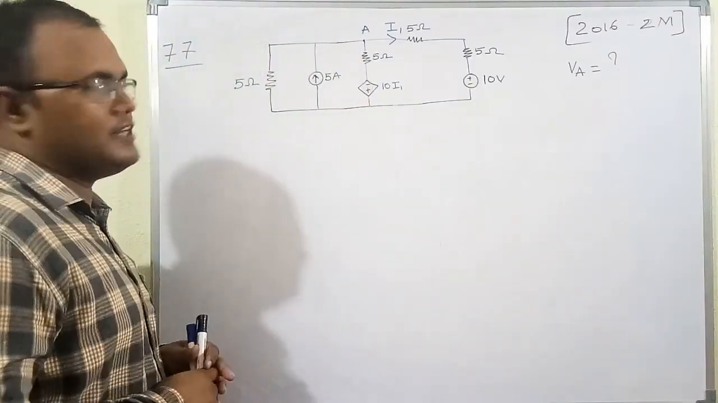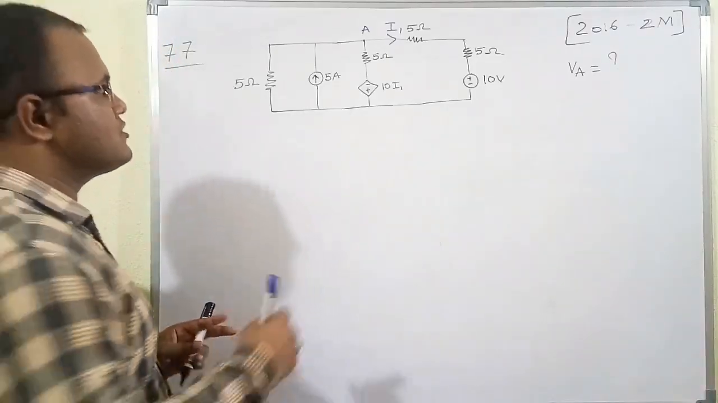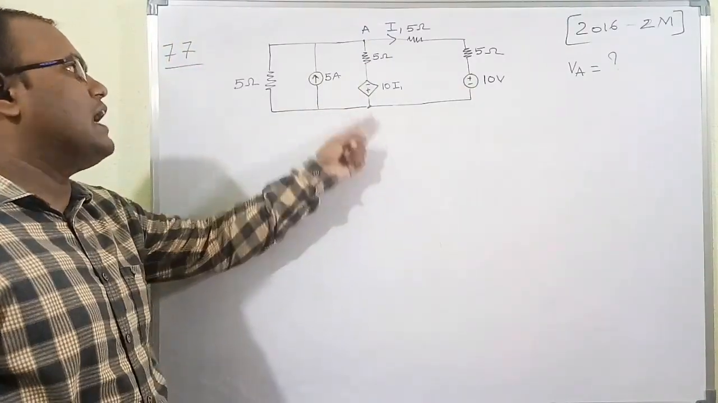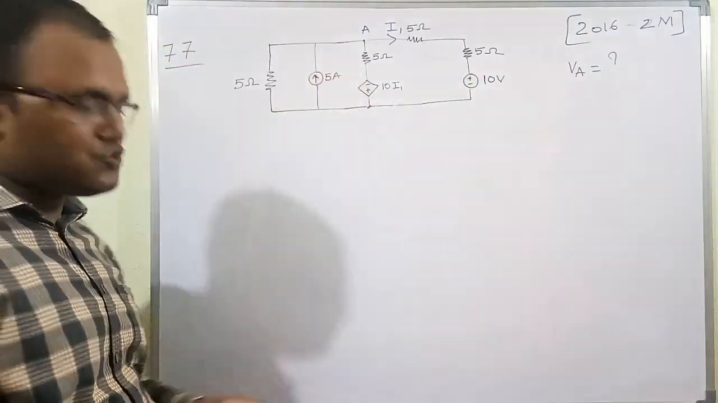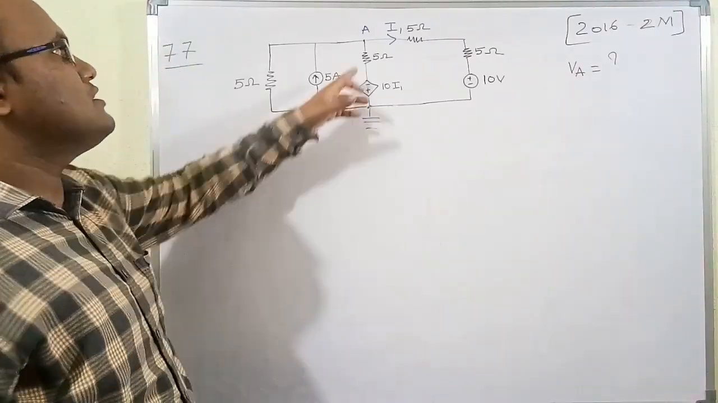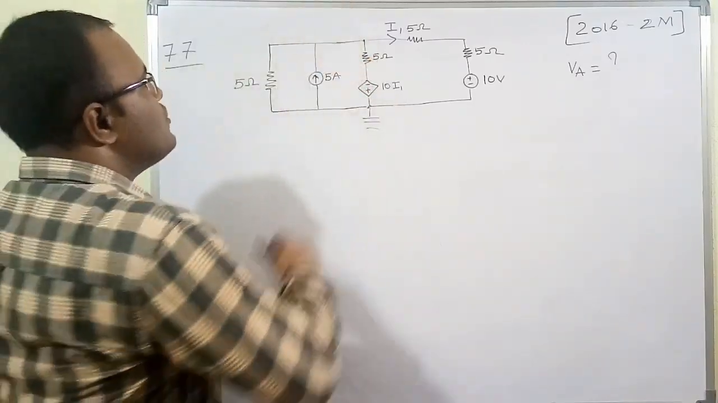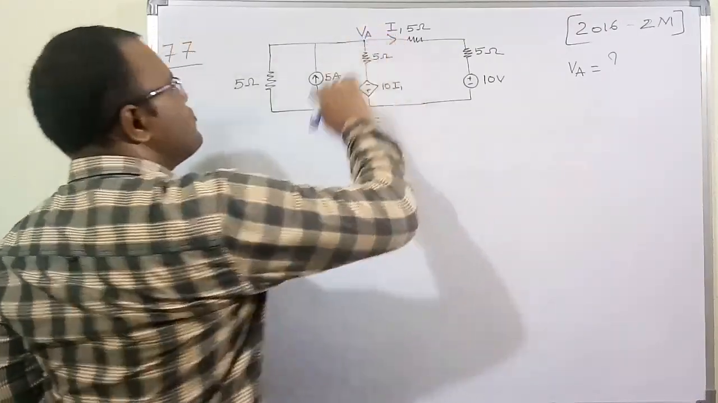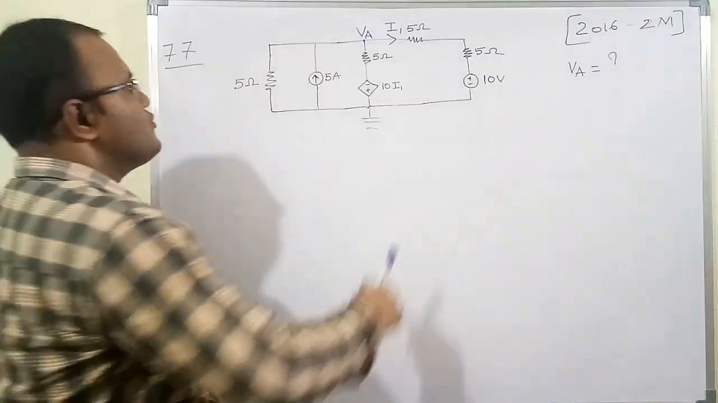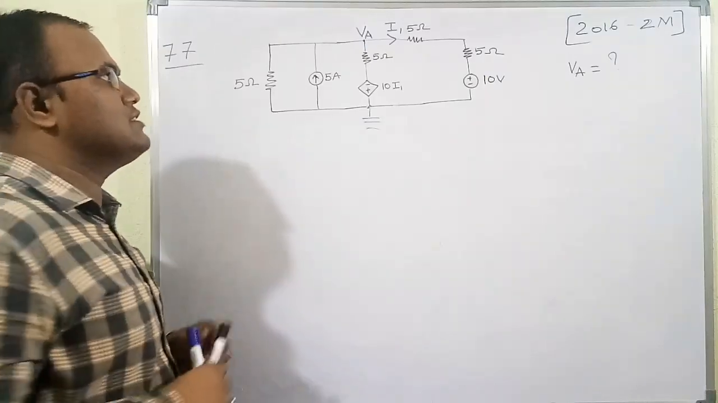Now let's solve this numerical. There are 2 nodes in this circuit. This is node 1 and this is node 2. Let me assume node 1 is the reference node, so this is going to be 0 voltage. At this node A, I am assuming the potential as VA. I have represented the node voltage as VA, which is the exact value we need to find in this example.